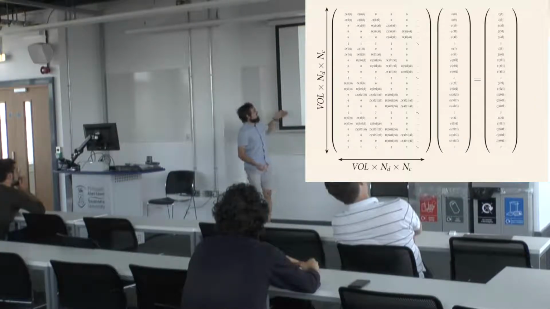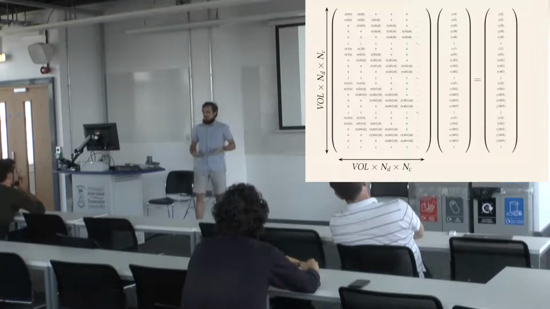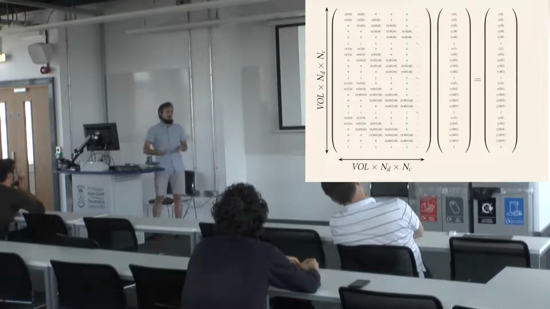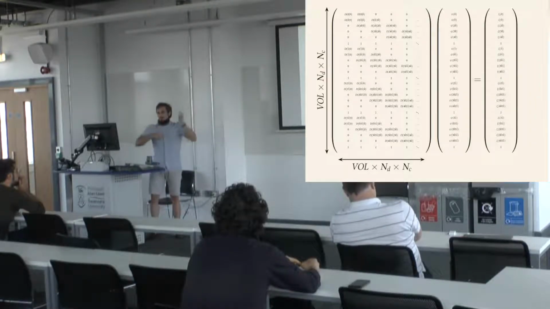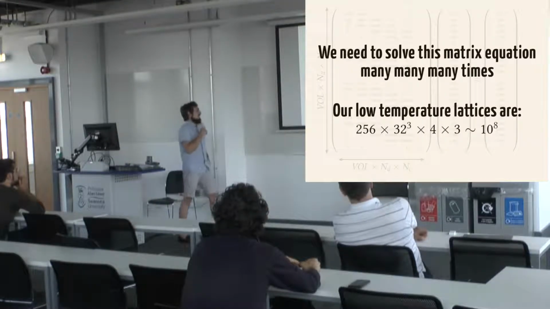And the problem is, as you can see, even though this matrix is very sparse, so most of the elements of it are going to be 0, the matrix is still what we call volume times the number of spinor indices times the number of colors of the theory in both directions. And we need to solve this matrix equation many, many, many times.